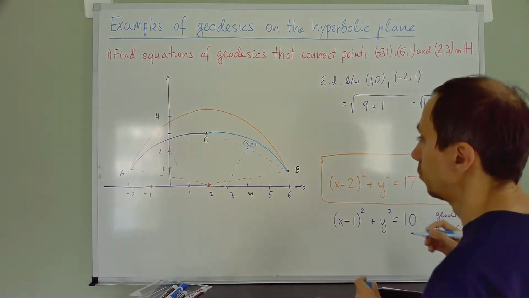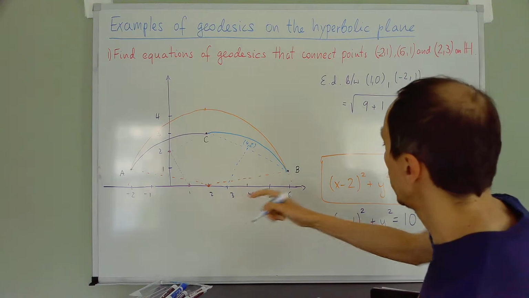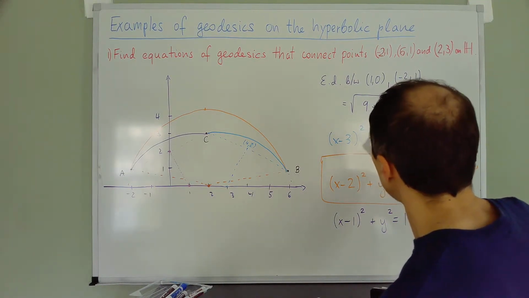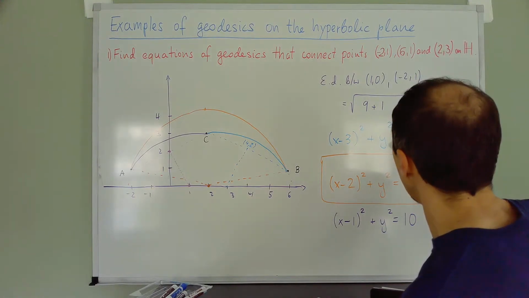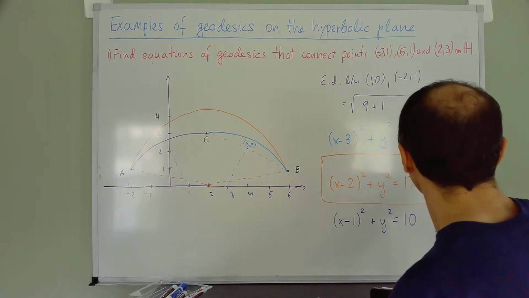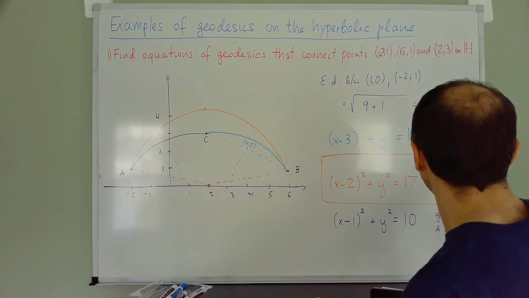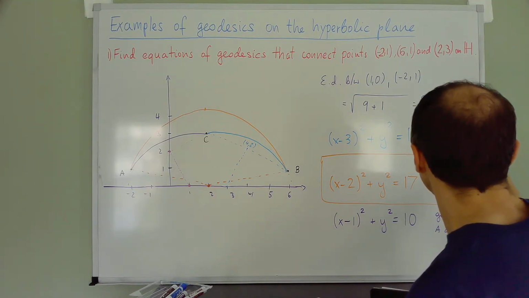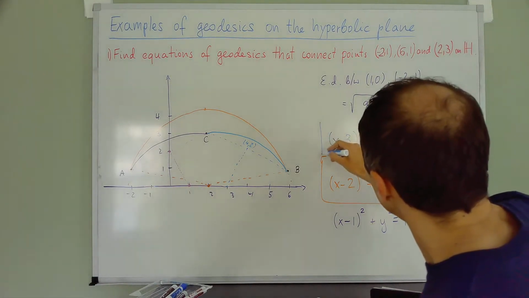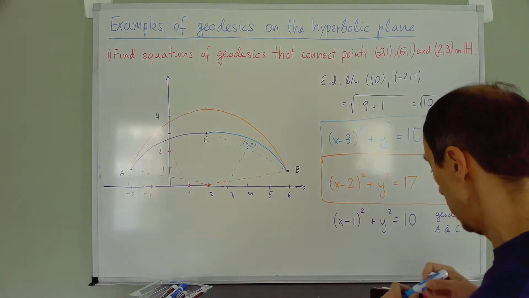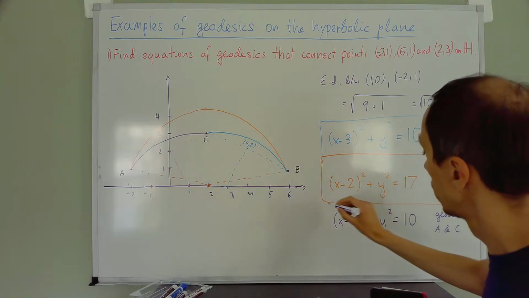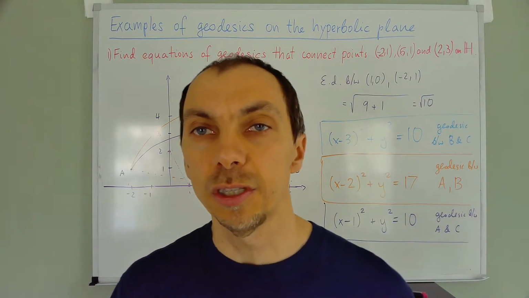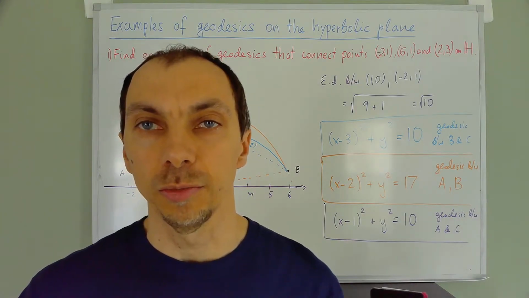And if I was now to write the equation of the circle, the center is at x, so it's at 3, 0. And the radius is the same as before. So this is the geodesic between B and C. Okay, so here we have the 3 geodesics. Of course, when I say geodesic between particular points, I mean an arc of that circle. I don't mean the entire circle.